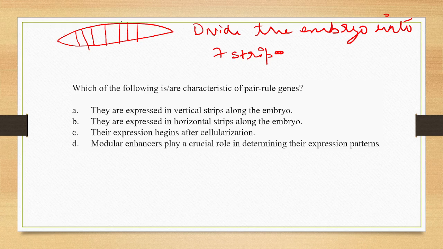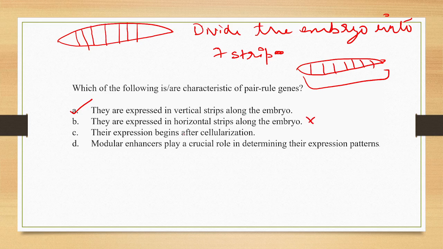So this is the embryo. Along the length of the embryo, it is getting divided into segments. So the first option would be correct. That means they are expressed in vertical stripes along the embryo. So A is correct. They are not expressed in horizontal stripes. Why? Because this is your embryo, and this is the length. Along the length of the embryo, your pair rule genes divide. So if they divide like this, then only along the length they will be able to divide. They are expressed in vertical stripes. They are not expressed in horizontal stripes.